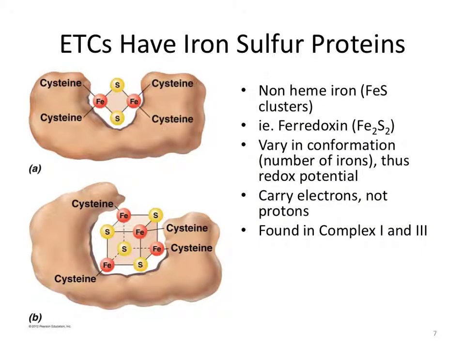Electron transport chains contain iron-sulfur proteins, which contain iron not in the heme form, but instead complexed with sulfur. Those prosthetic groups are typically associated with the protein shown here in brown with the help of the amino acid cysteine. Cysteine is very important in coordinating the location and attachment of these prosthetic groups. And these iron-sulfur proteins play a very major role in complexes 1 and 3 of most electron transport chains. They carry electrons, but not protons.